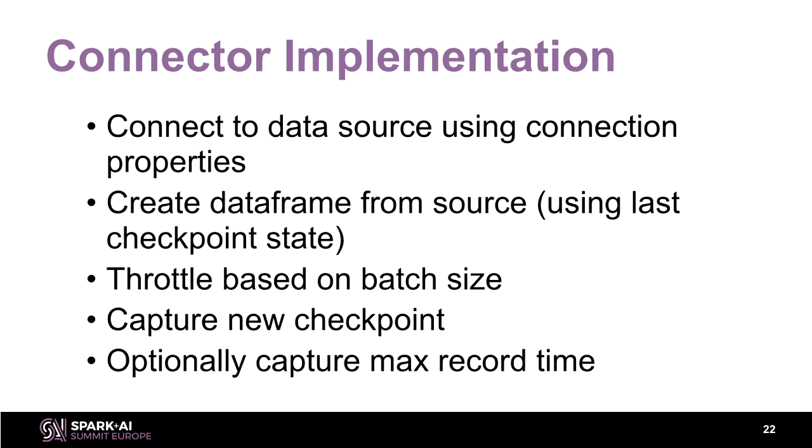So those kinds of throttling mechanisms are also something the connector is supposed to provide. The same goes with Kafka also. You may not want to ingest everything in one go, but rather in batches. So that is again connector-specific stuff, which goes in the connector layer. It also captures a new checkpoint, so that next run, you can start from the same checkpoint. And optionally, it may also capture max record time to use in the downstream layer that we talked about, like dependency management.